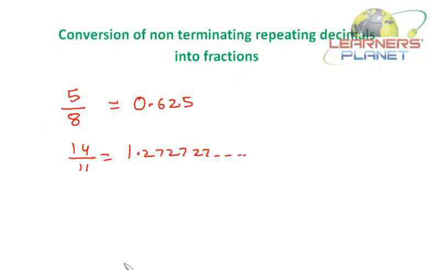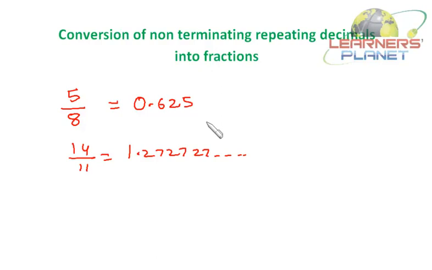Friends, we have already discussed rational numbers in our types of numbers session. Friends, there are two types of rational numbers. One is terminating decimals and the other is non-terminating repeating decimals. Here we see the case of 5 by 8. In case of 5 by 8, if we divide 5 by 8, after a finite number of steps the remainder becomes 0.